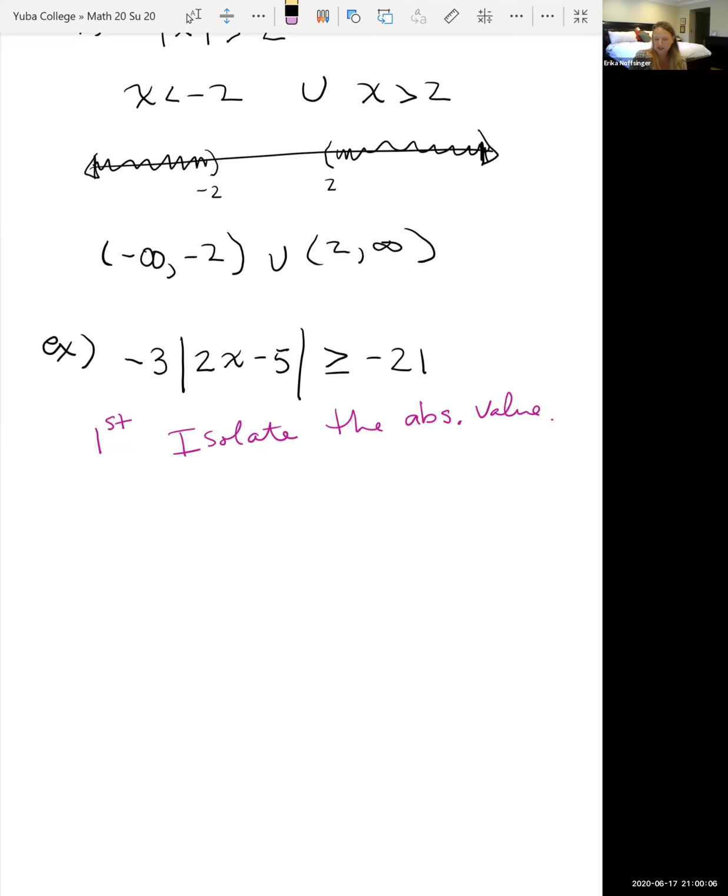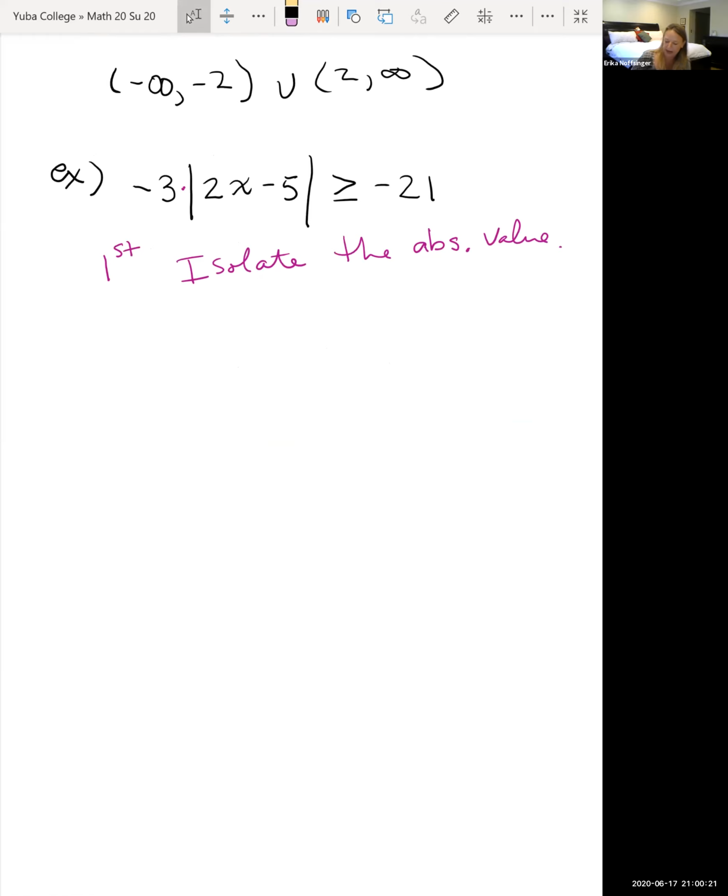I notice I don't want that -3 in front of my absolute value, so I need to get rid of that. It's a multiplication in between the -3 and the absolute value. So to get rid of that, we're going to have to divide both sides by -3, or multiply both sides by -1/3, either way you want to look at it. But we've got to be careful because we're dealing with inequalities. If I divide this by -3 and divide this by -3, that's going to change this to now less than or equal to.